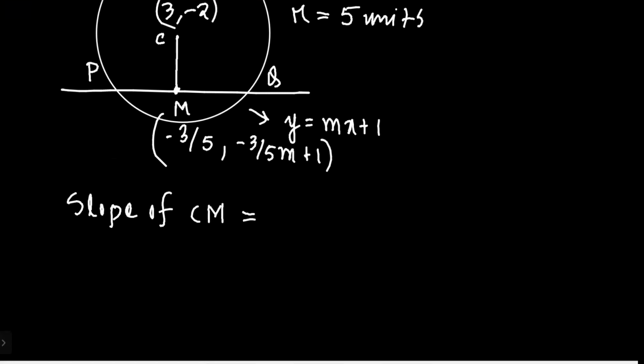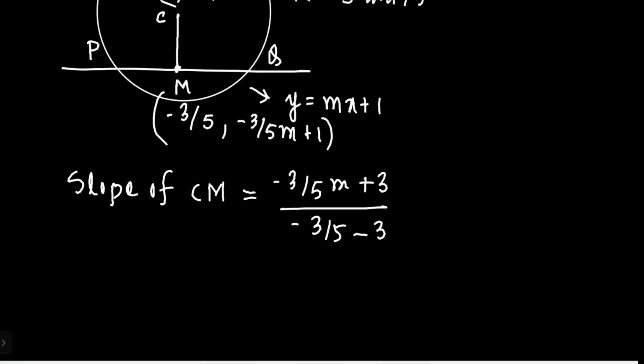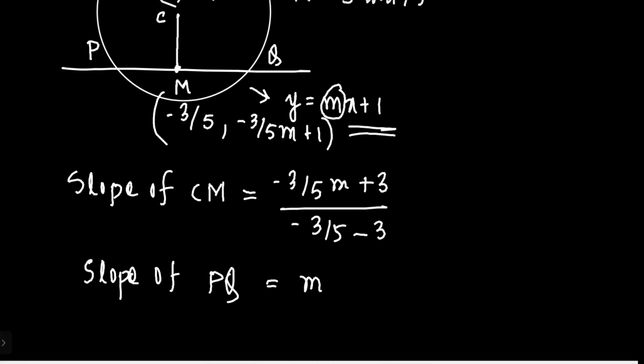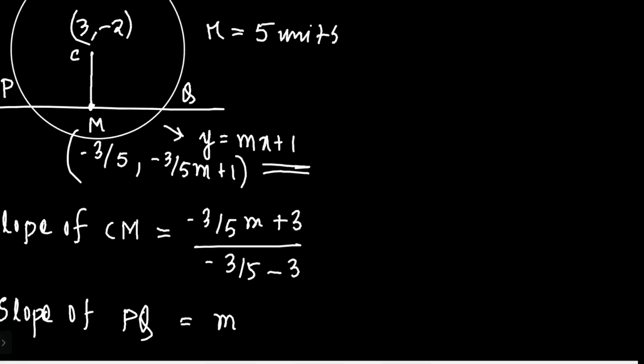Okay, so let's find the slope of CM. The slope of CM will be (-3/5 m + 3) divided by (-3/5 - 3). It is simply y2 minus y1 by x2 minus x1. Now, the slope of PQ is what? The slope of PQ will be m, since the equation of this line is this, and this defines the slope of the line.